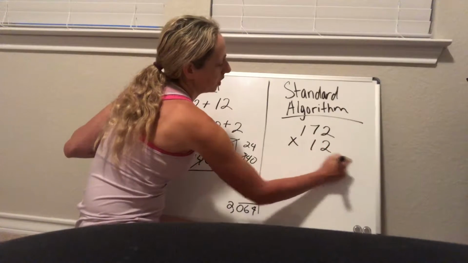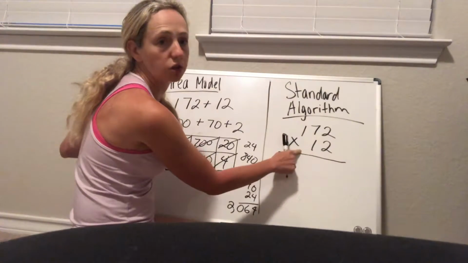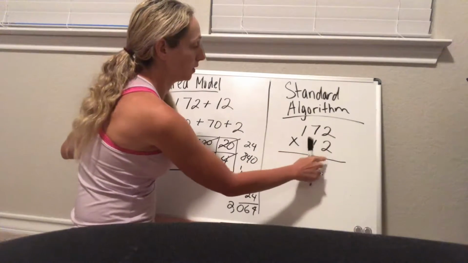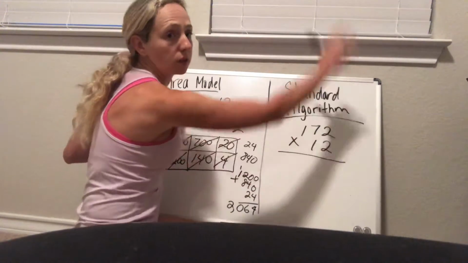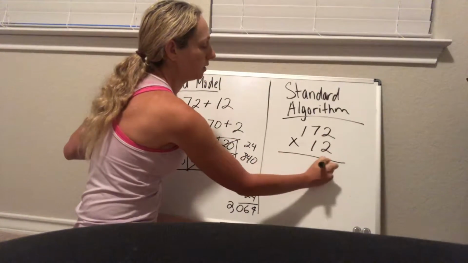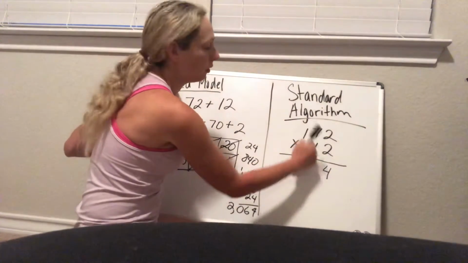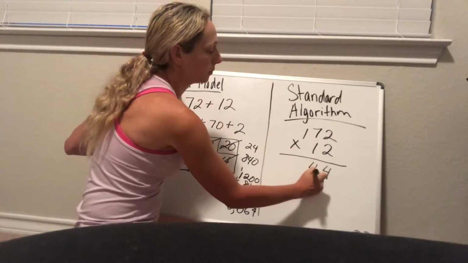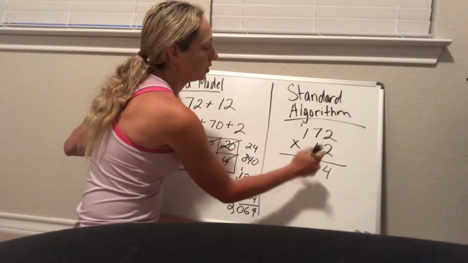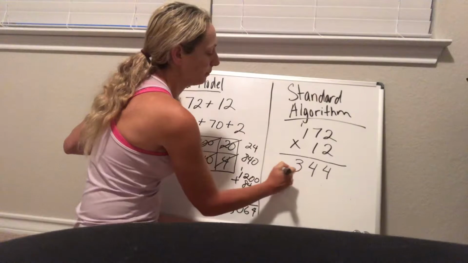We're making sure to align our numbers, our ones with the ones, our tens with the tens, our hundreds with hundreds. And of course, we're going to start always on the right side with the ones place. So 2 times 2 is 4. 7 times 2 is 14. We put the 4 in the tens place and carry the 1 to the hundreds. 1 times 2 is 2 plus 1 is 3.